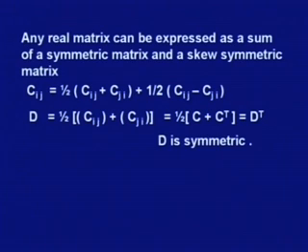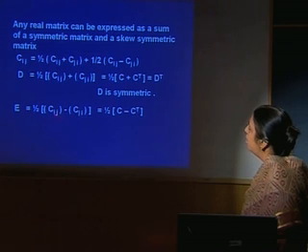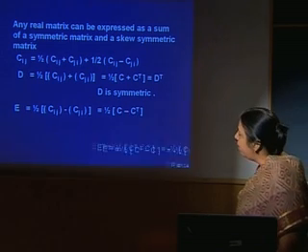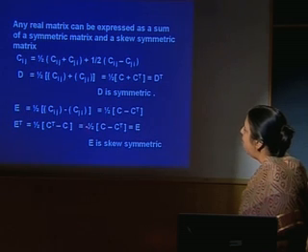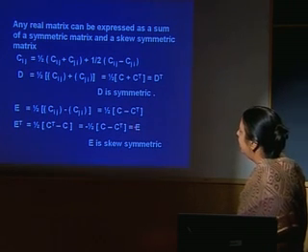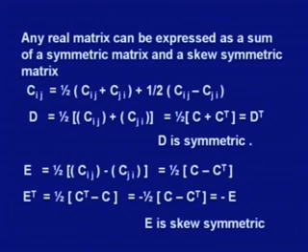And this matrix, half of Cij minus Cji, I denote by E, and I will prove that this E is half of C minus C transpose. This is C and this is C transpose. If I take the E transpose, then it is half of C transpose minus C, since C transpose transpose is C. So what I have is minus half outside and then C minus C transpose, and the result is E with a minus sign. So, E is a skew symmetric matrix. So, the matrix C is represented as a sum of a symmetric matrix and a skew symmetric matrix.